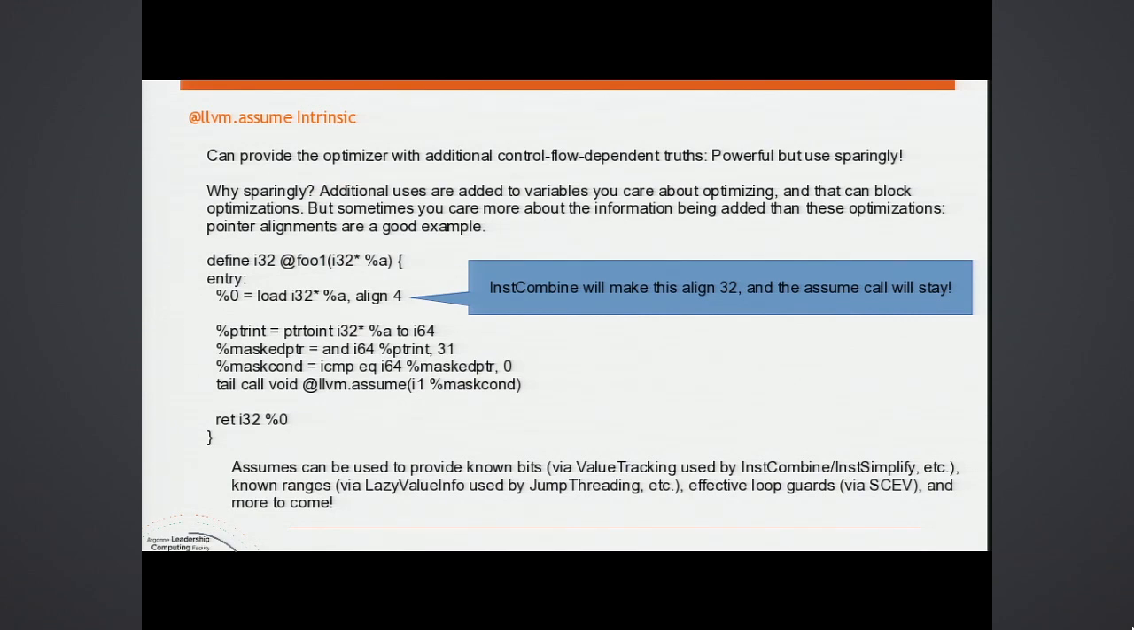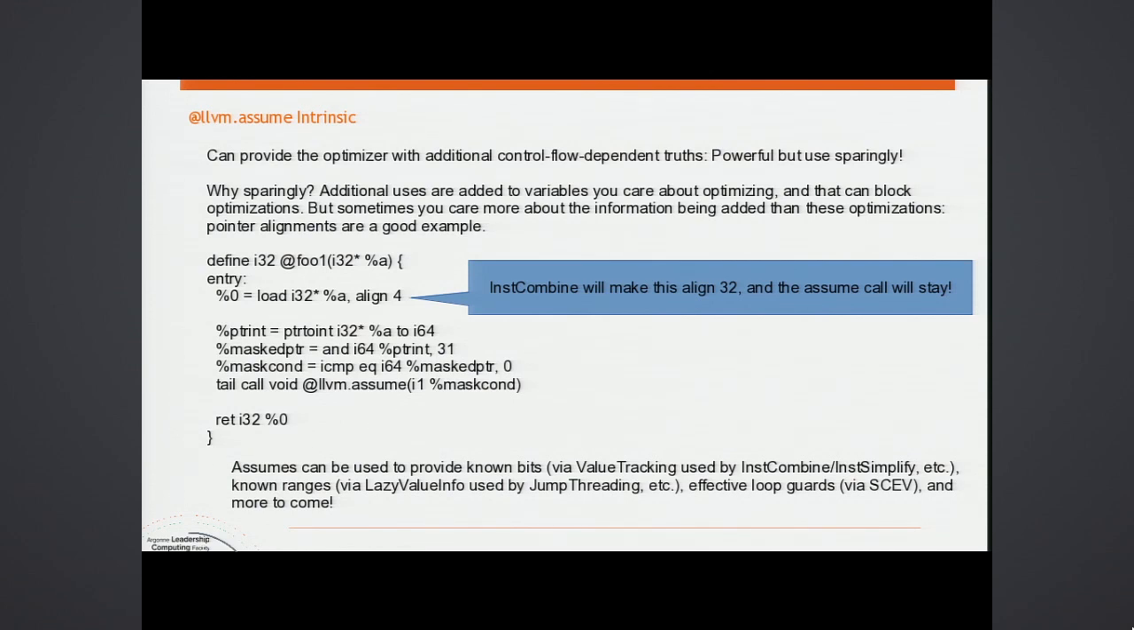And so in this particular example, as you can see, it's providing information about the alignment of that pointer. And it's true that if you take that code and you run it through instcombine, the alignment of that load will change from 4 to 32, for example. But the assumption will still stay, and that's because we only remove assumptions at the very end, right before code generation. And you want them to stick around because you want them to also apply to instructions from calls that are later inlined, or if you inline this into its caller, for example. And so they're used by value tracking to pick up information on known bits and alignments, which is sort of the same thing.